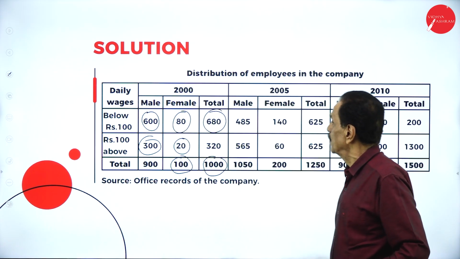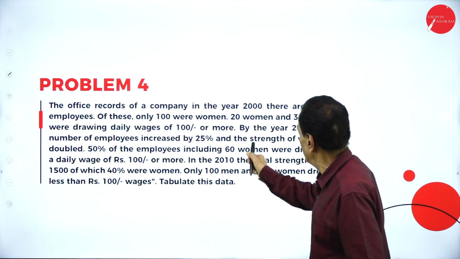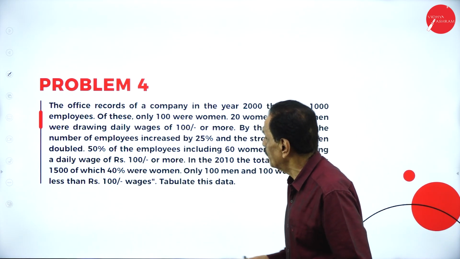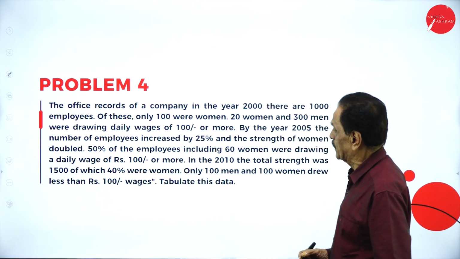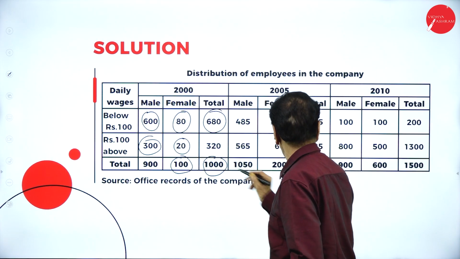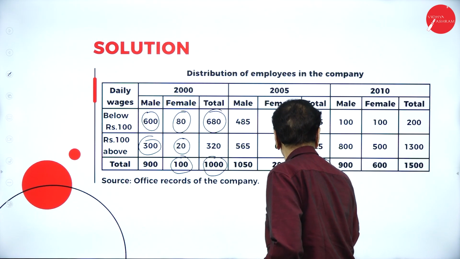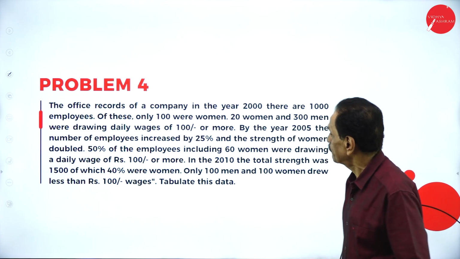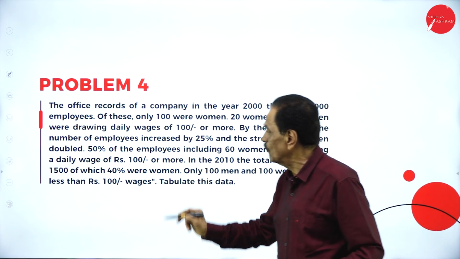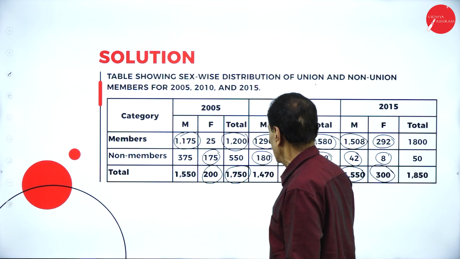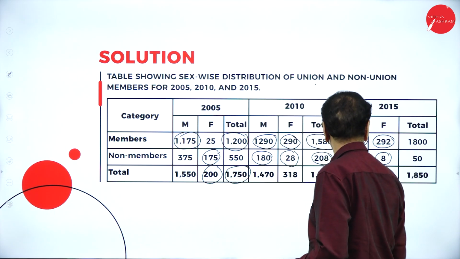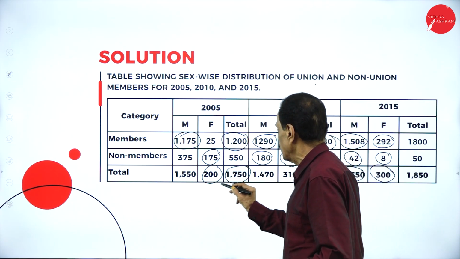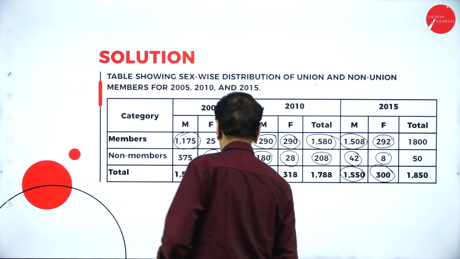Missing figure. Then in 2005, by the year 2005, the number of employees increased by 25%. So 1,000 is increased to 1,250. Then the strength of women was doubled. Last time, how many women? 100. So the number of women employees in 2005 is 200.